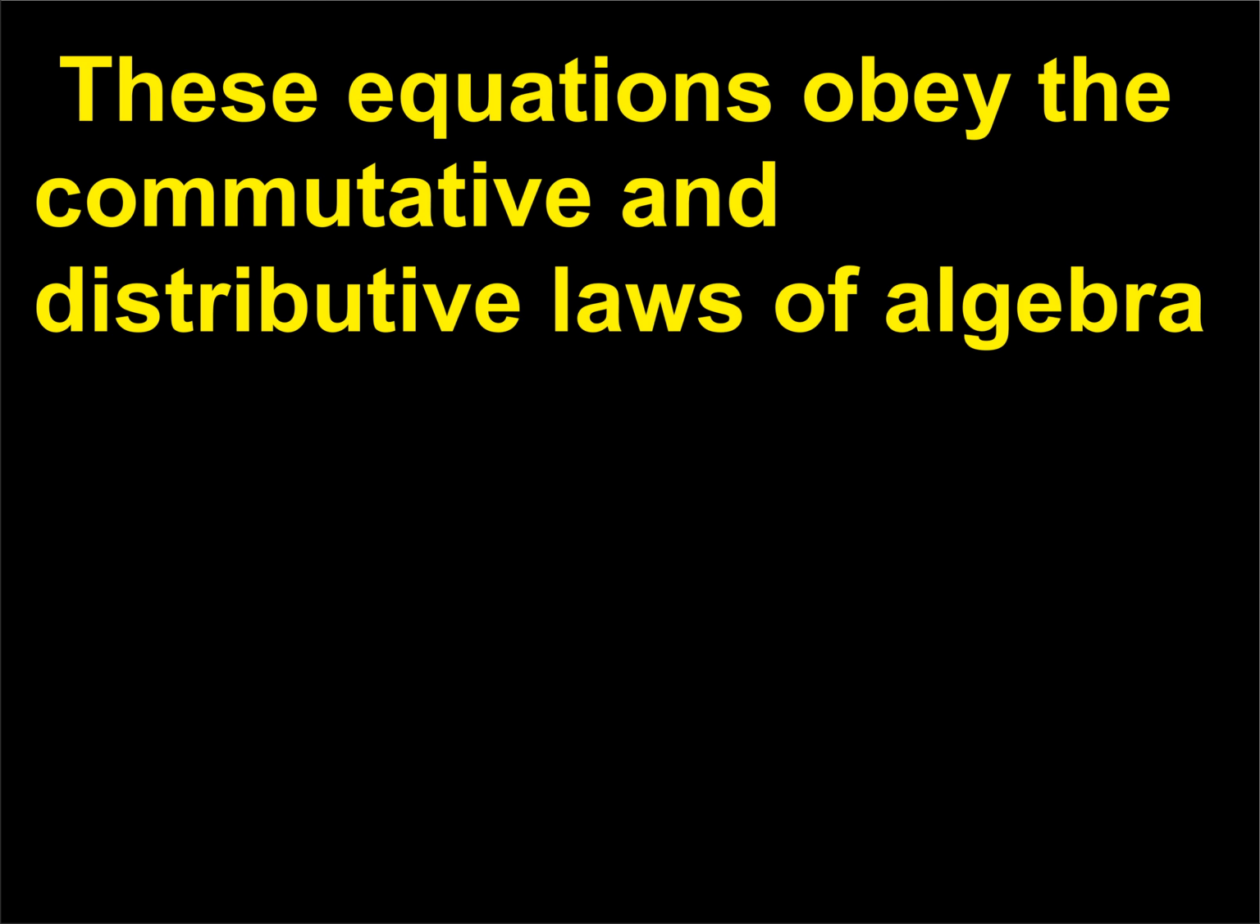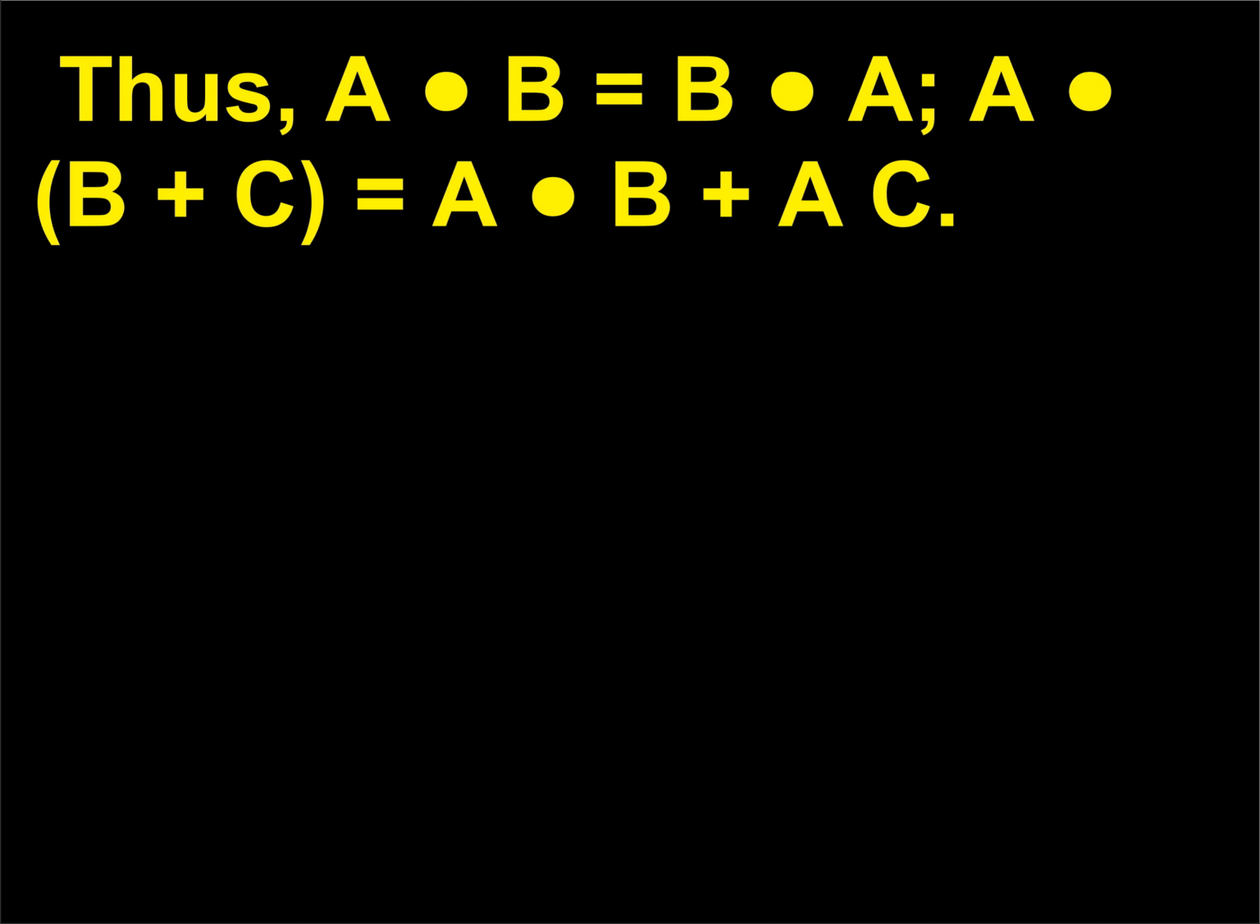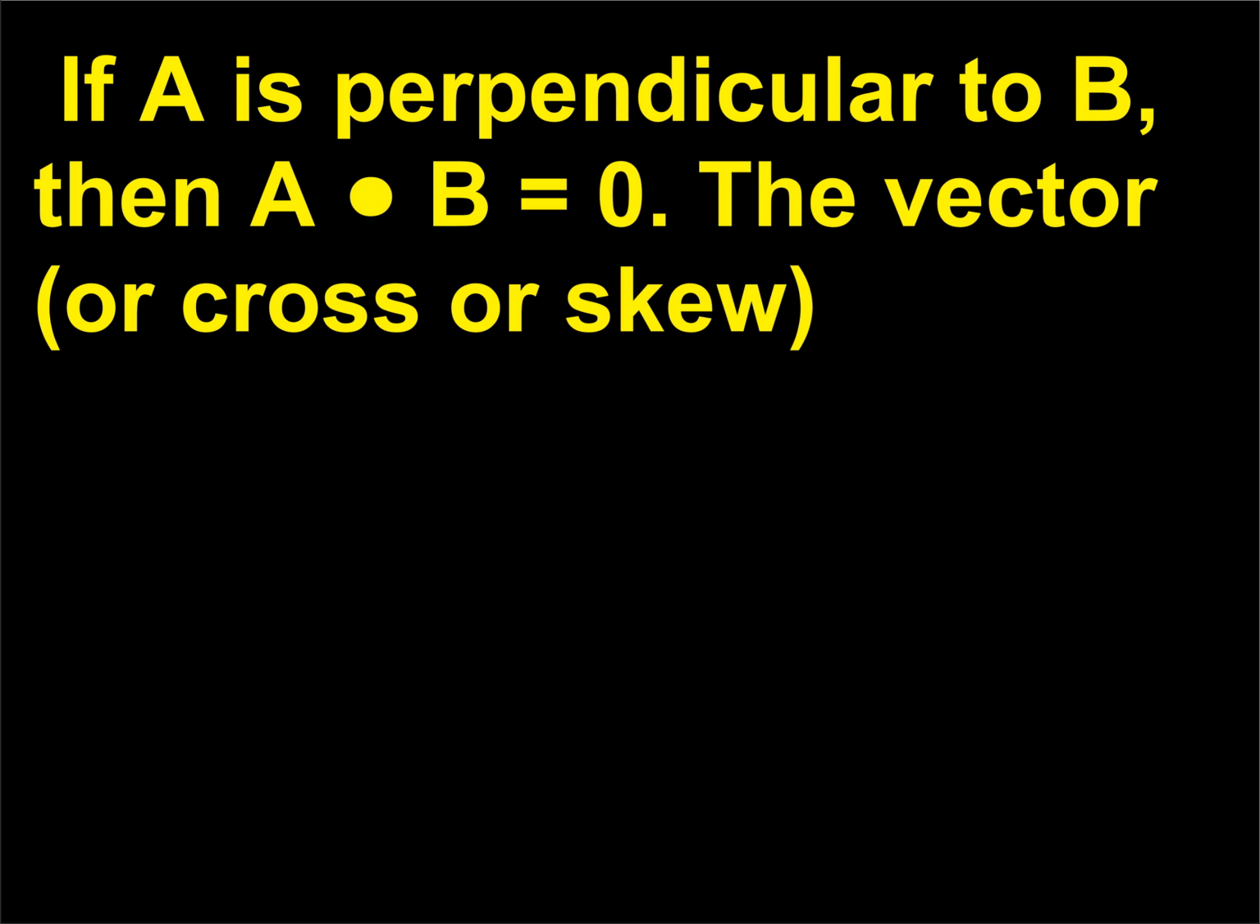These equations obey the commutative and distributive laws of algebra. For more information, see algebra. Thus, A·B equals B·A, A·(B plus C) equals A·B plus A·C. If A is perpendicular to B, then A·B equals 0.